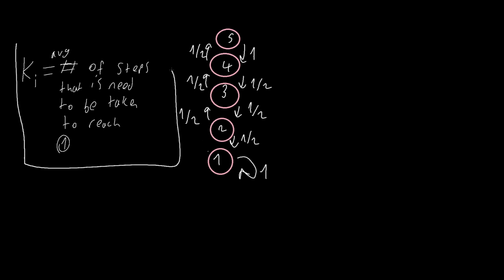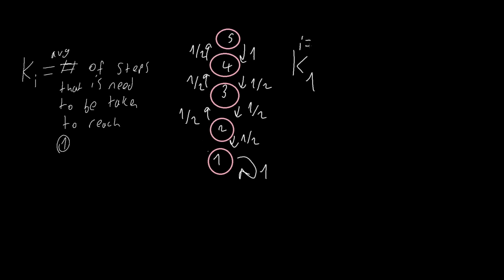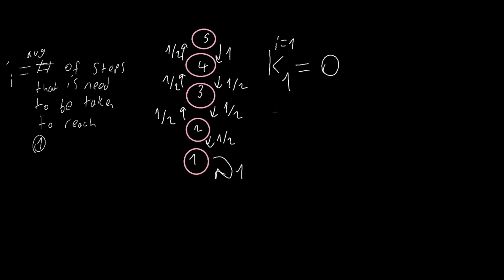Now, coming back to this syntax, k of i. Now, k of 1. So if we set i equal to 1, we have k of 1, right? And k of i is equal to the average amount of steps that need to be taken to reach this bottom stair. So then we know that because we are at this bottom stair, the average amount of steps that need to be taken to reach this bottom stair is 0 because we are already at that stair. So what is then k2?